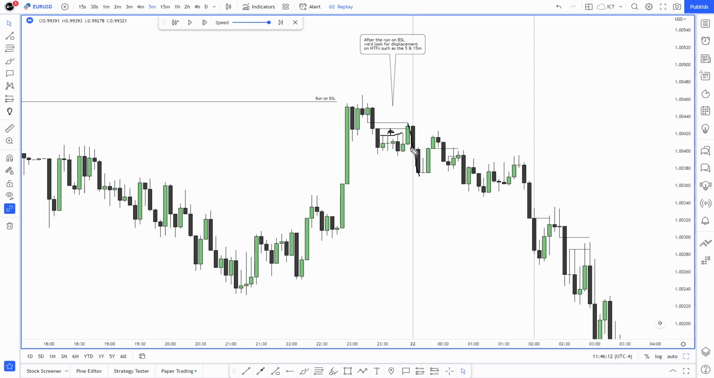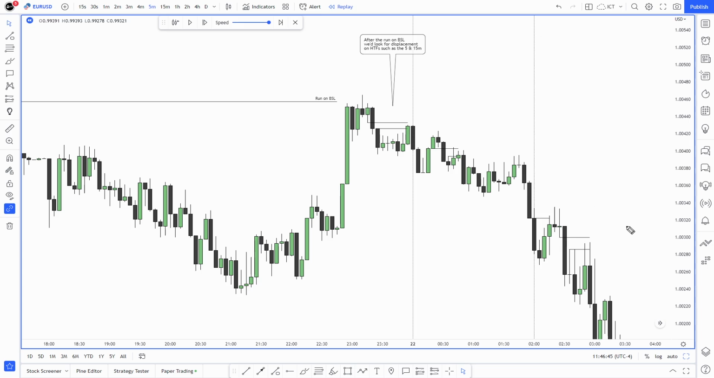The exact same thing, displacement on the 5-minute after running on buy side liquidity, which generates a fair value gap, and that is mitigated, respected, another fair value gap, respected, another, respected, another. This one is not respected because it ends up acting as liquidity for this to work out, and then there's another fair value gap here, and I think that there's even this one here. Yeah, that one here is mitigated as well.